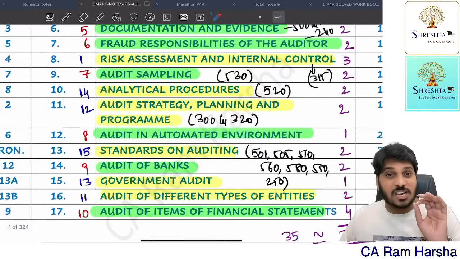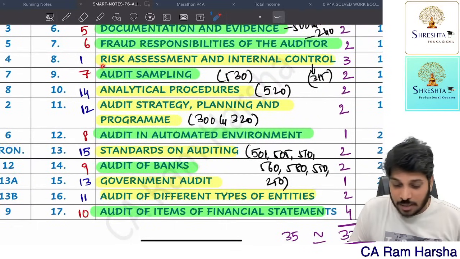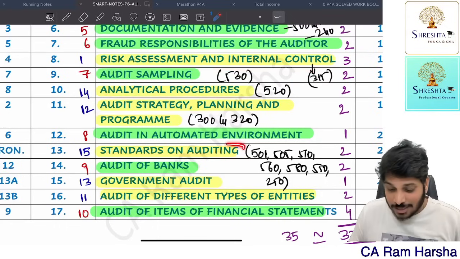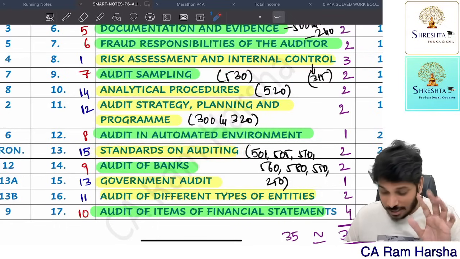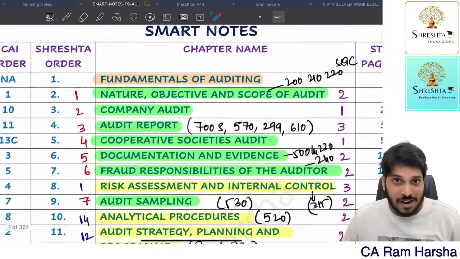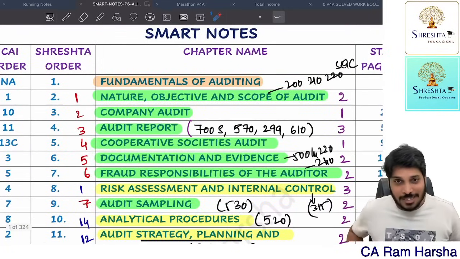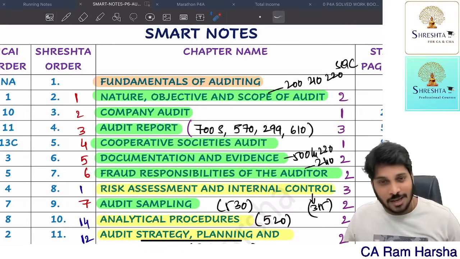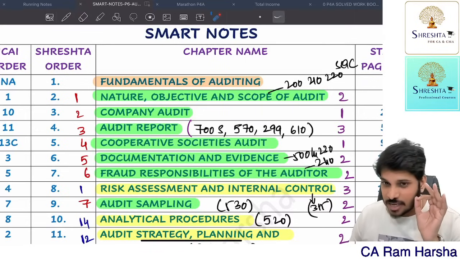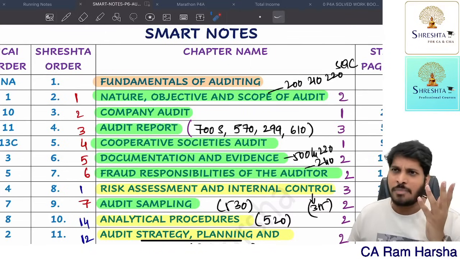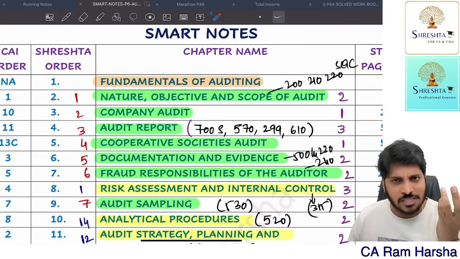And the chapters which I've highlighted with yellow color, for example, risk assessment, analytical, strategy, standards. Don't think, sir, standards. No, don't think. Standards means only these standards. Some students ask me, what is the standards weightage in CA Inter? I tell them 70 marks straight away. Standards on auditing weightage at CA Inter is 75. In fact, I can say 70 to 80 marks. Maybe 80 marks I can stick to. Yeah, 80 marks is the weightage of standards.